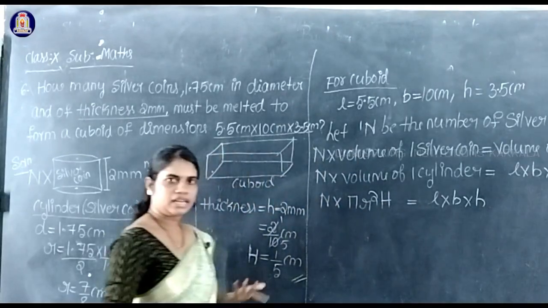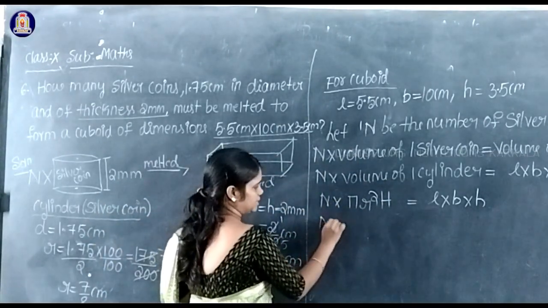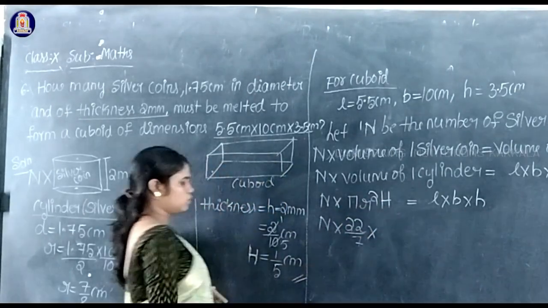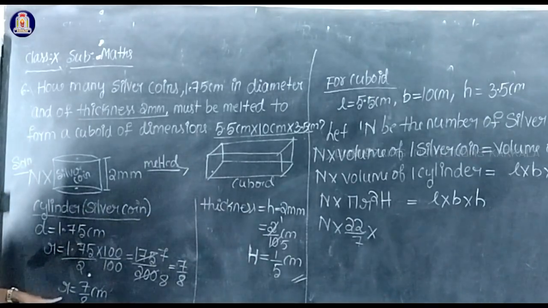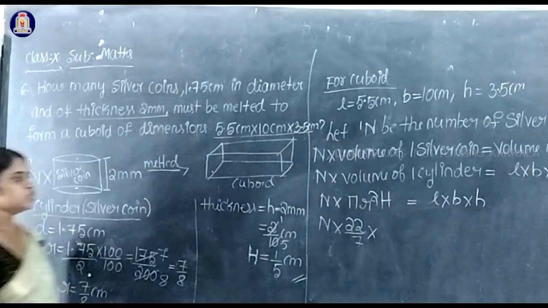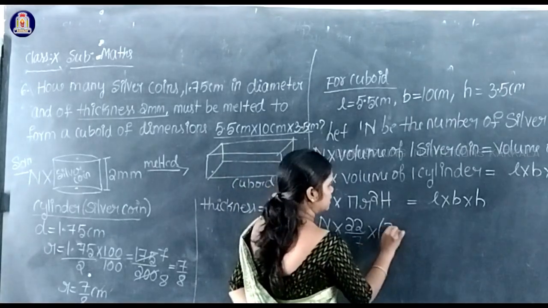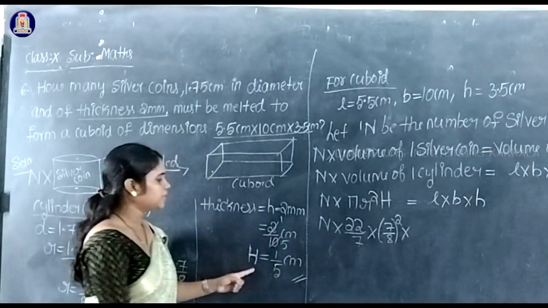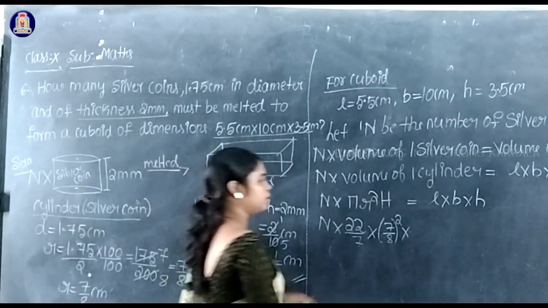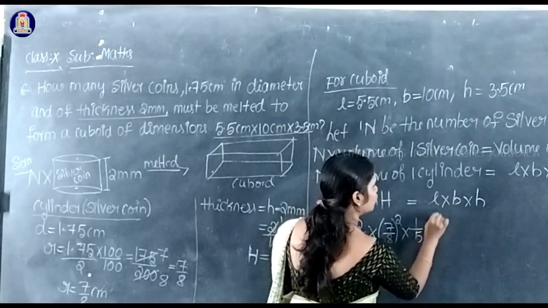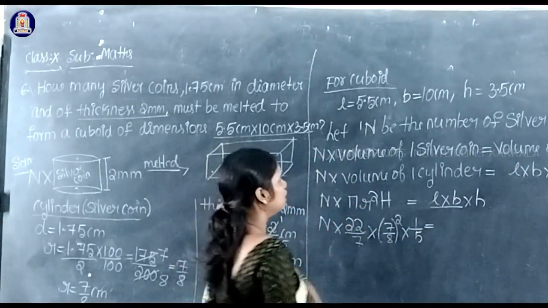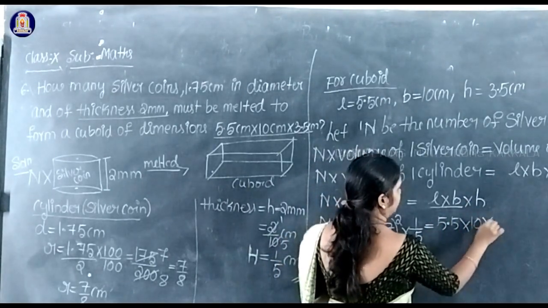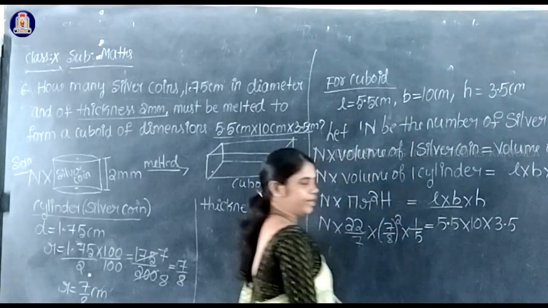Okay. We'll substitute the values now. I'll write n as it is. Pi value is 22 by 7 into r square. What is the value of r here? r is equal to 7 by 8. So r square is given by 7 by 8 whole square into height. What is the value of capital letter H? Height is equal to 1 by 5, equal to L into B. What is the value of L? 5.5 into B value 10 into H value 3.5.